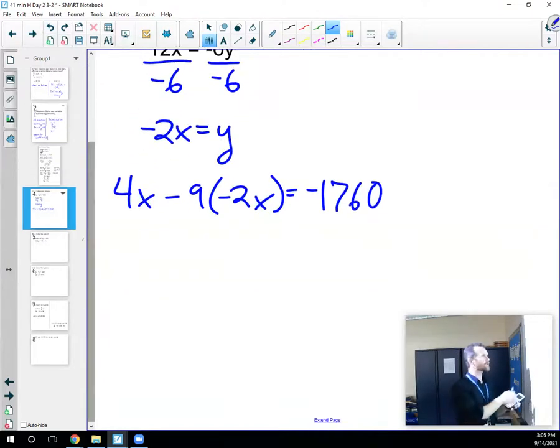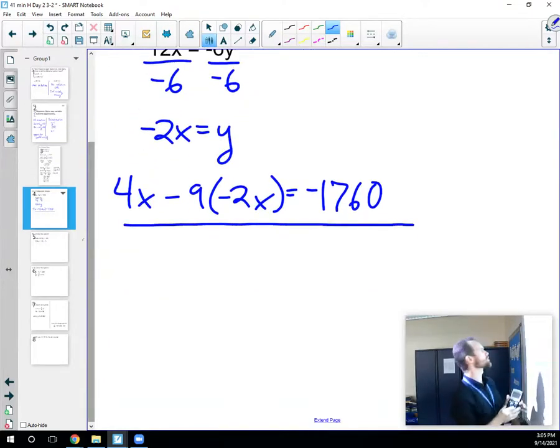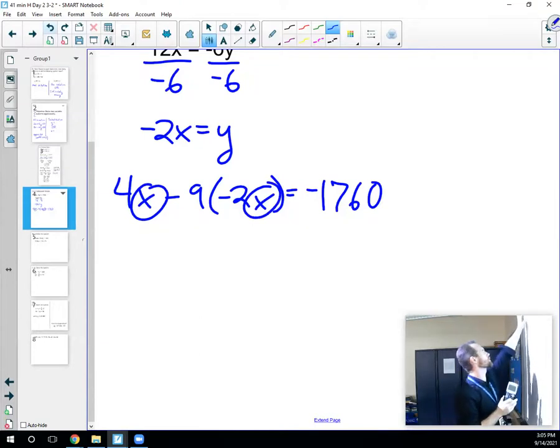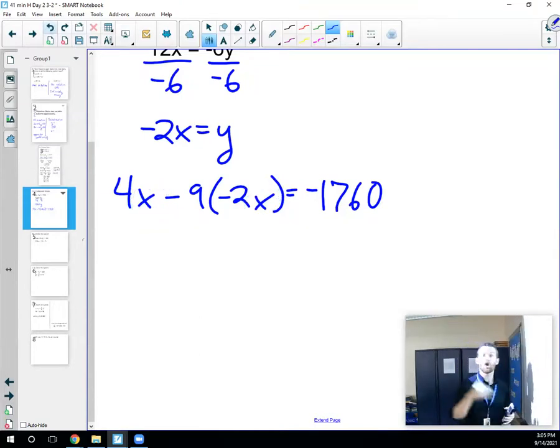So why is this equation right here better? It's because there's only one variable. Well, I guess there's two, but really, they're both x. So we say that's just one variable. Since we see only one variable, we're able to solve. And that's exactly what we're going to do.